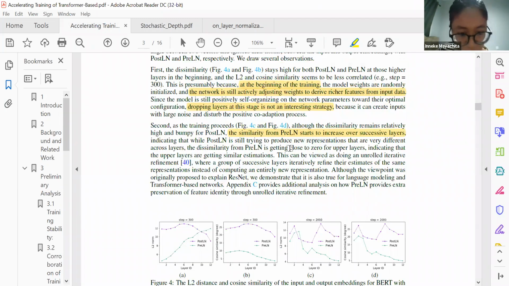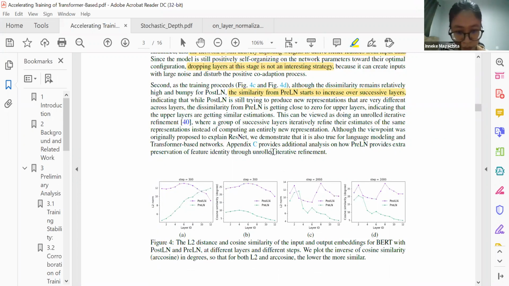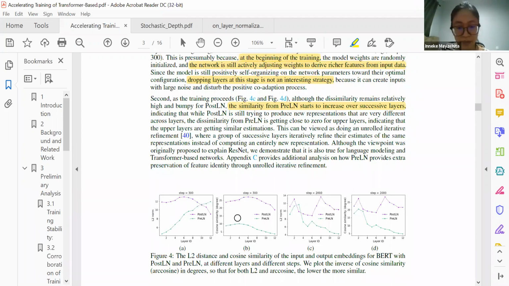They did a small study to compare the pre-LN versus post-LN that we can see here. The first two figures show the cosine similarity and the L2 norm of the input and output embeddings in the earlier time of the training. And then the other two figures show the L2 norm and the cosine similarity in the later part of the training.